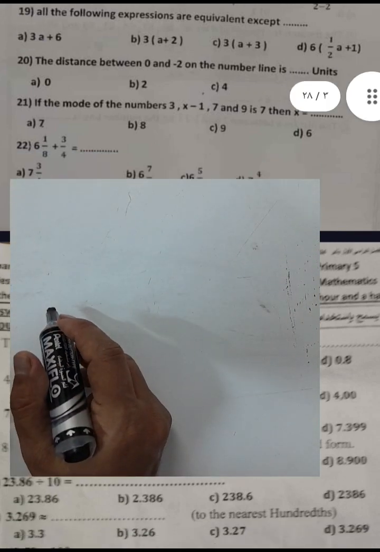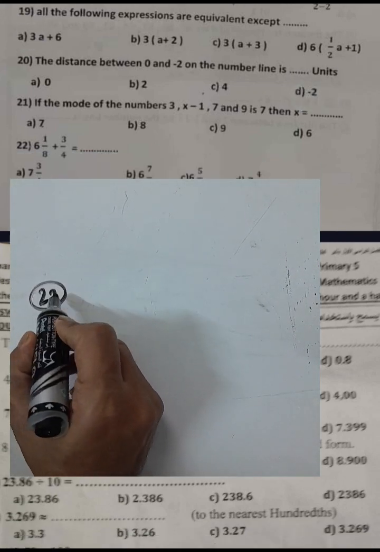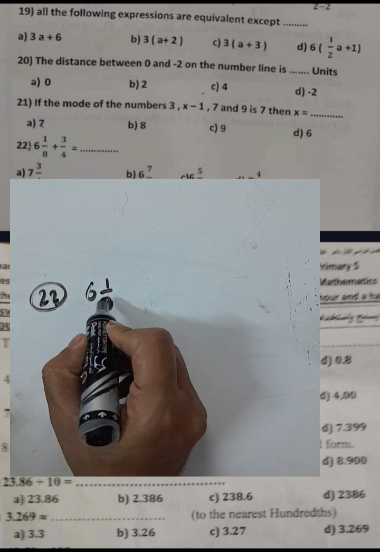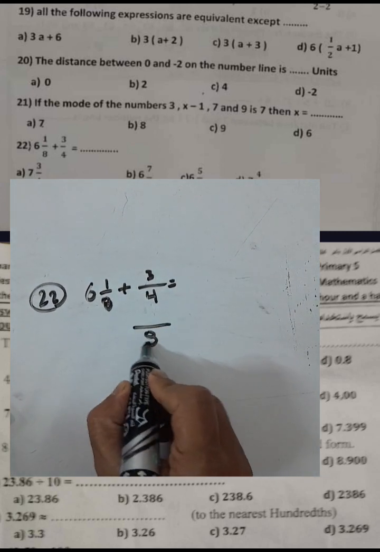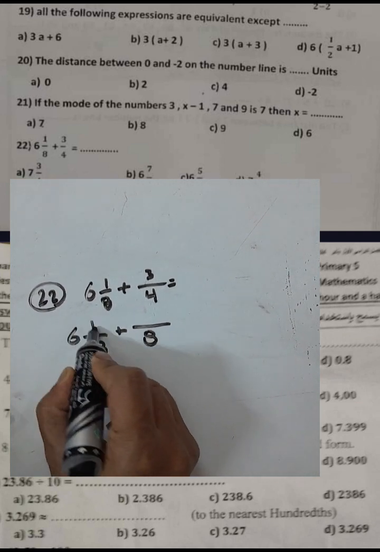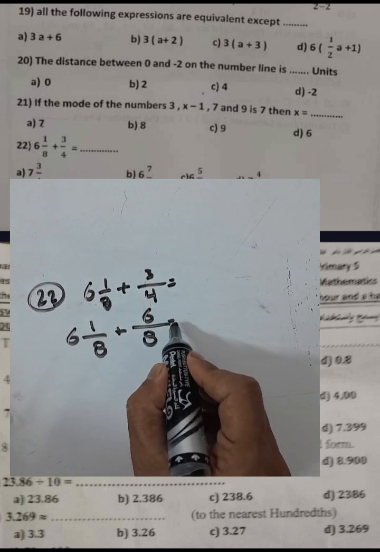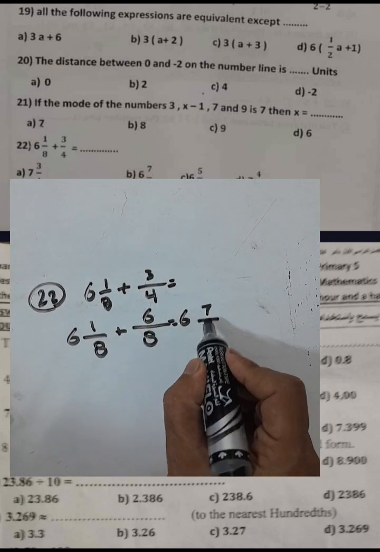Question 22. 6 and 1 over 8 plus 3 over 4. You can write the least common multiple between the two denominators, 8. 2 times 4 equals 8, 2 times 3 equals 6. Write 6 and 6 plus 1 equals 7. Write 7 over 8.